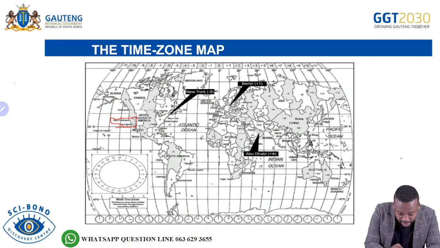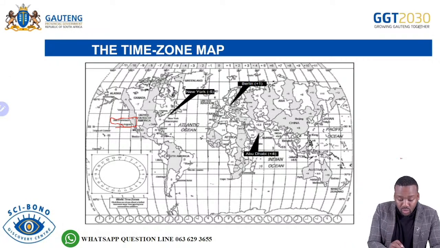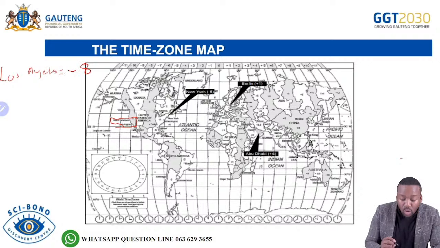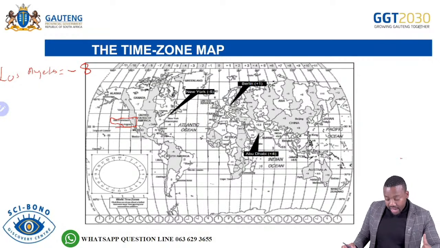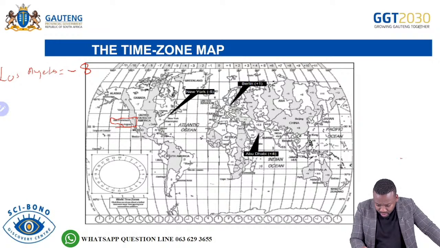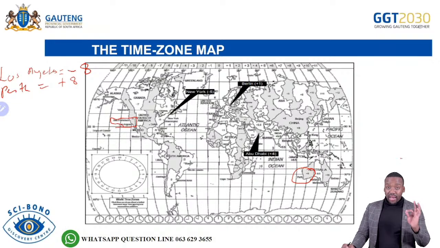It is on -8. So step one, identify your time zones. Los Angeles, where is it? It's on -8. Then the second country, it was Perth, right? Here's my Perth. It's on +8. Then Perth is on positive 8. Right? That is my step.